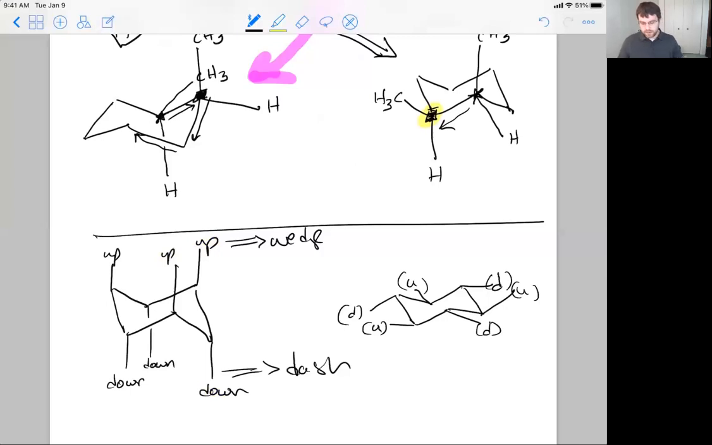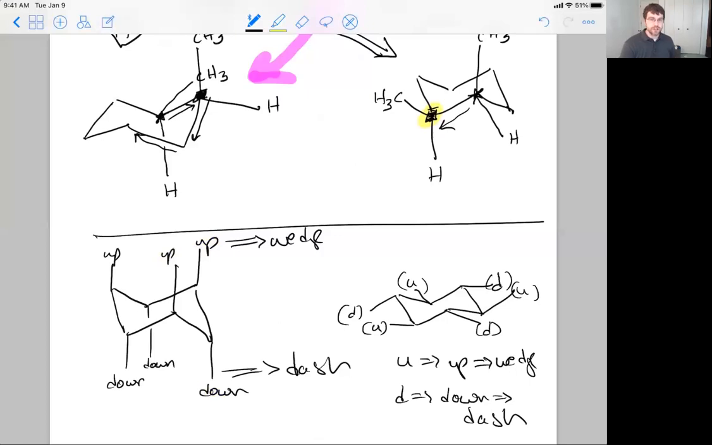So it goes up, down, up, down, up, down, up, where U stands for up, and that matches a wedge, and D stands for down, which matches a dash. So that is how I add my substituents to rings.